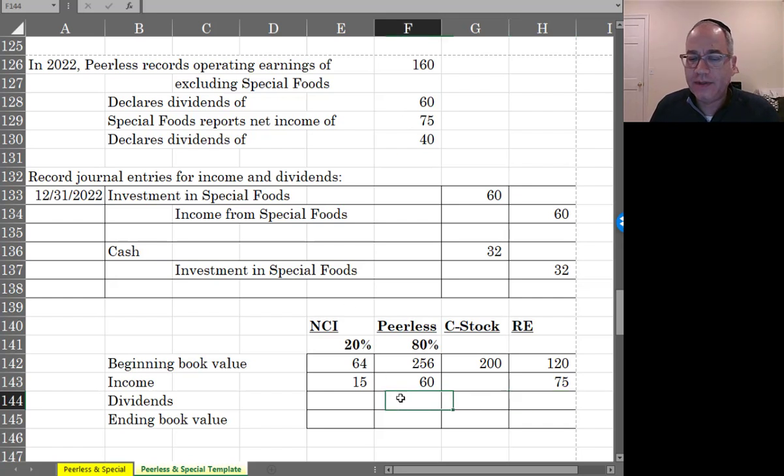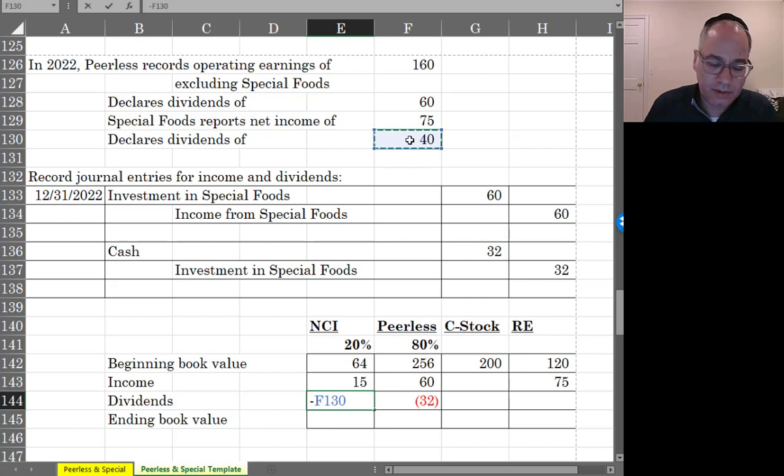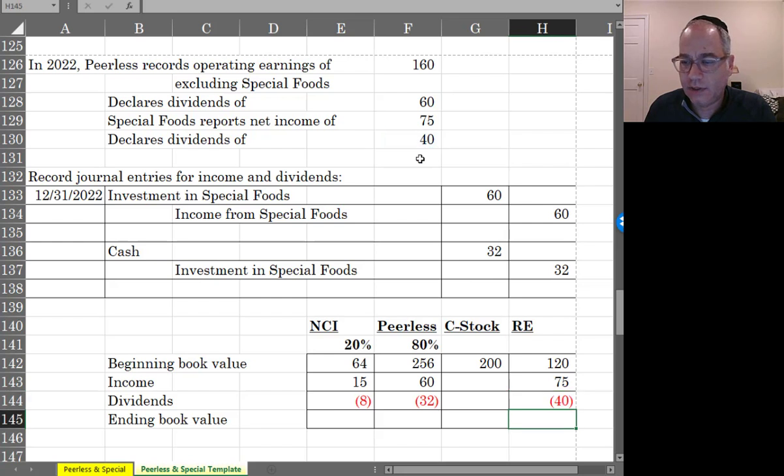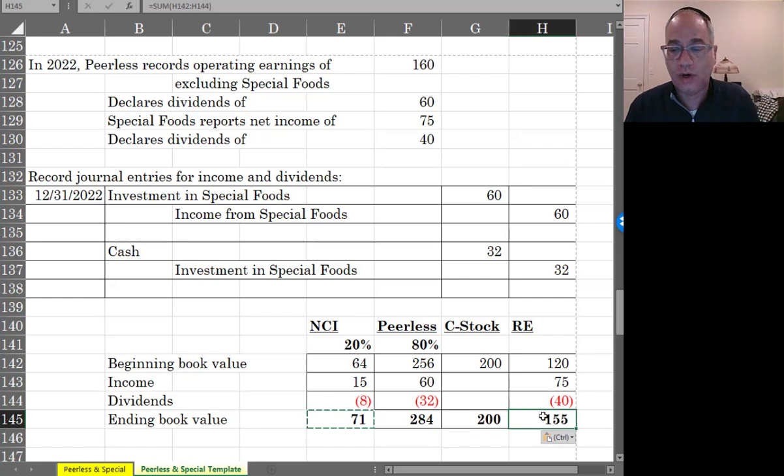Anyway, the dividend that Peerless is recording, Peerless received a dividend of 32. And the non-controlling interest share of the dividend would be 40 times 20%, or 8. And the total dividend was 40. That would reduce retained earnings. So ending non-controlling interest on the balance sheet would be 71. Peerless's investment in Special would be 284. Total stockholders' equity of Special is the same. And retained earnings of Special is 155. And again, this should be equal to this.